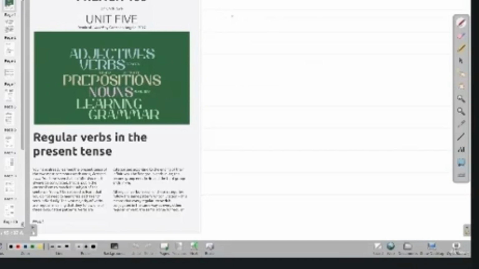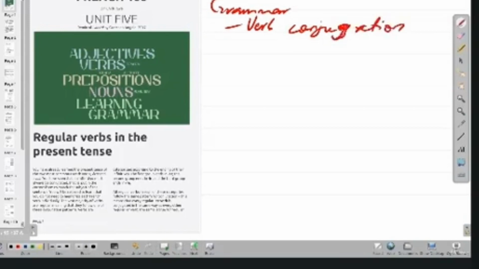Just like the other ones, we're going to have objectives covering grammar, communication, and culture. In grammar, we'll be looking at verb conjugation, like I said. And you already know what verb conjugation is: a process of breaking down a verb to agree in number and gender with your nouns or pronouns.